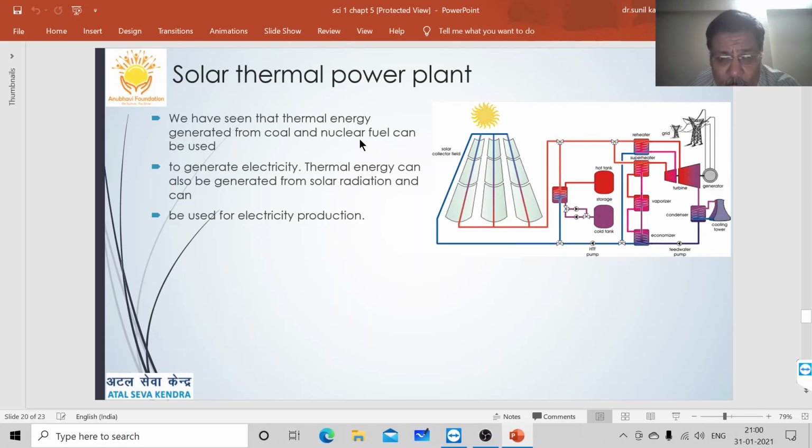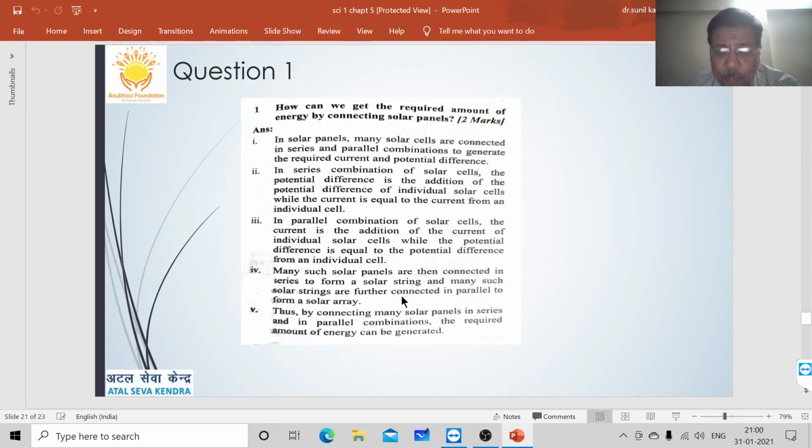Now, solar thermal power plant. We have seen that thermal energy generated from coal and nuclear fuel can be used to generate electricity. Similarly, thermal energy can also be generated from solar radiation and can be used for electricity production because the sun is a free source of heat energy for us.